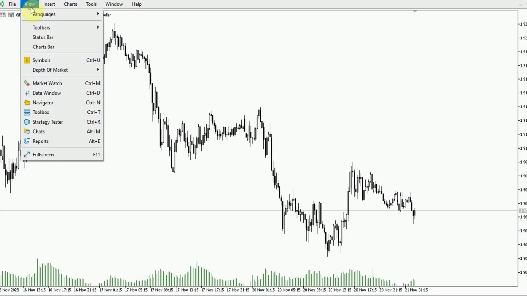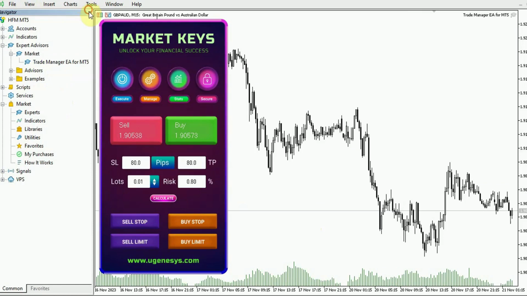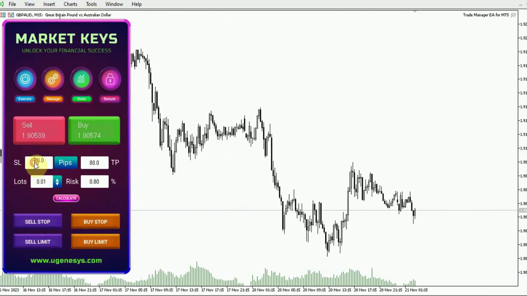And let's begin by adding our Market Keys Trade Manager to our chart. And you can adjust your stop loss effortlessly. Let's put this at 20 pips and our risk at 6% and hit calculate. And you can see how swiftly it computes the lot size for us, and we have a total of 9.86 lots. And armed with this lot size, you can make well-informed decisions when entering trades.